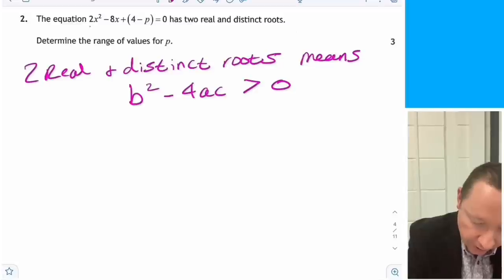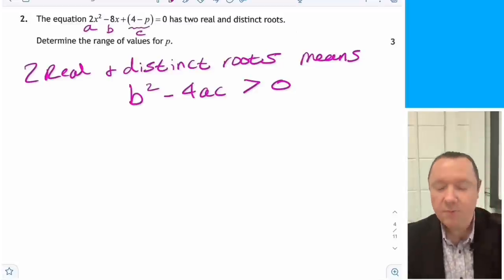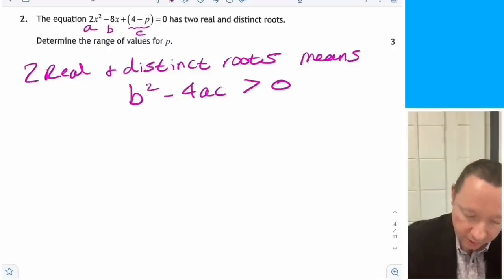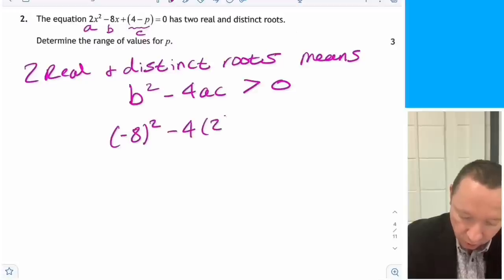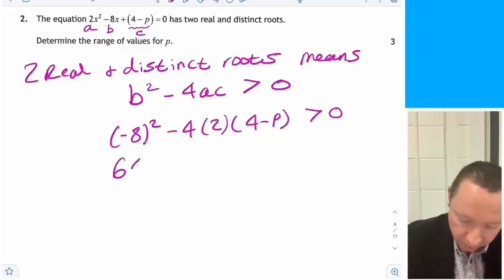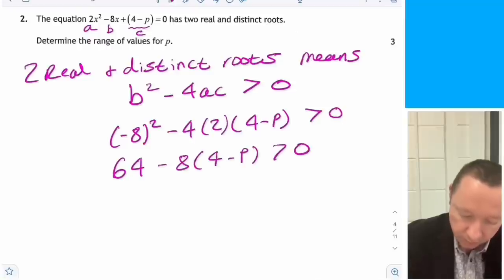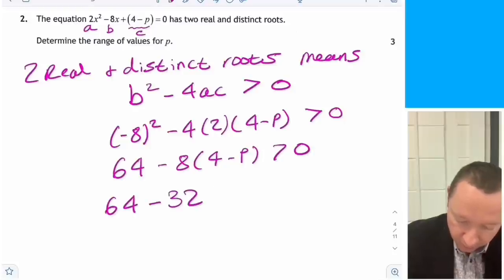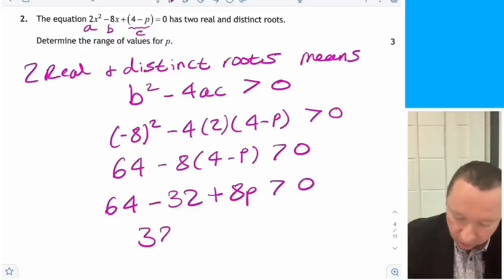So in this case, a is 2, b is minus 8, and this whole thing here is c, 4 minus p. So we just substitute that in. So we've got minus 8 squared minus 4 times 2 times 4 minus p is greater than 0. 64 minus 8 bracket 4 minus p is greater than 0. So 64, 8 4s is 32. 8 times p plus 8p, because minus times a minus, is greater than 0. That gives us 32 plus 8p is greater than 0.